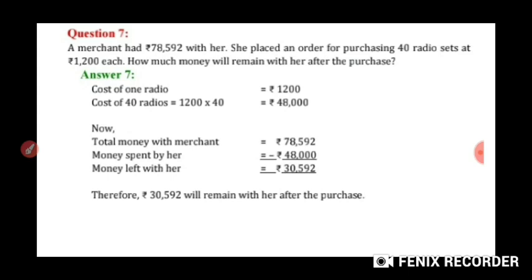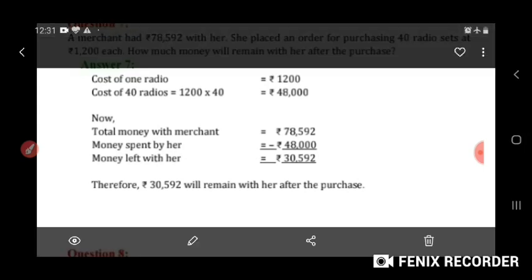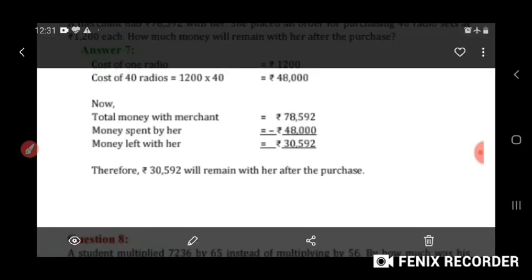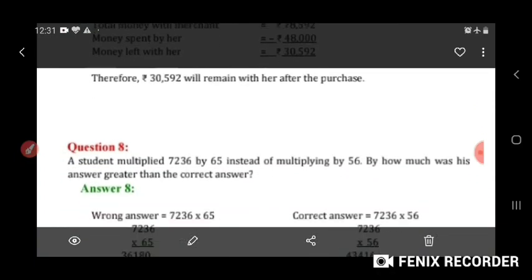Now the total money with the merchant is 78,592. How much did she spend? 48,000. The remaining amount is the total amount minus what she spent. We subtract both and get the remaining amount. Therefore, 30,592 will remain with her after the purchase.